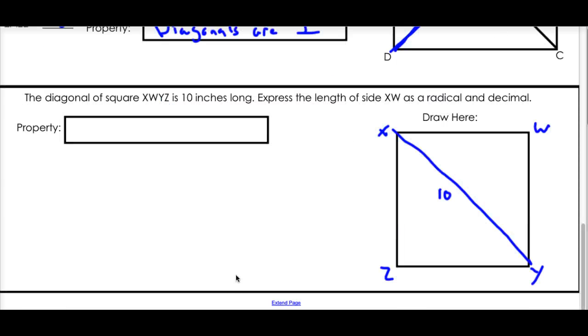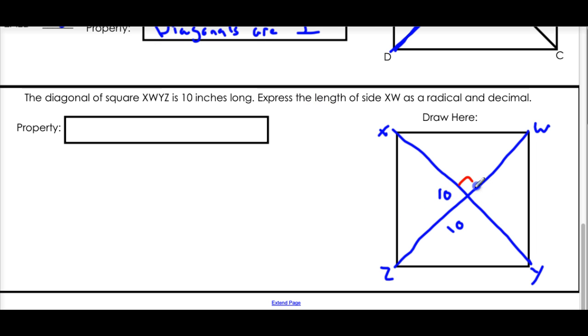All right, final problem. The diagonal of square XWYZ is 10 inches long. Express the length of side XW as a radical and a decimal. Well, follow along with me because it's about to get real complicated up in here. Well, we know XY is 10 because that's one of the diagonals. We also know that the other diagonal is also 10, right? So we have 2 diagonals that are 10. You with me? Okay, keep following along.